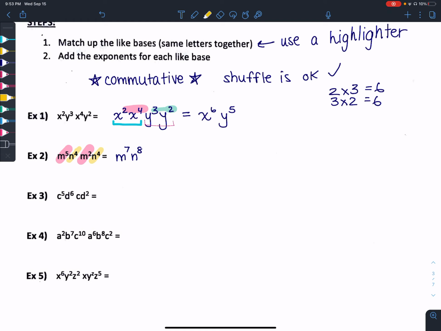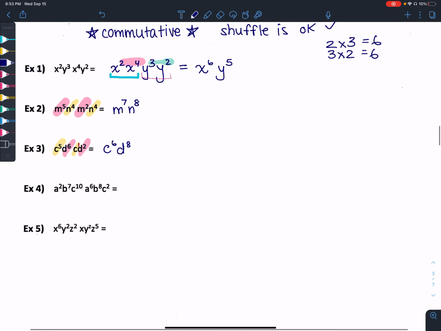Okay, now for the next one, we have our C's and we have our D's. So again, remember this C over here has an exponent of 1 that's not being written, but it is there. So when we add up the exponents on our C's, we're going to get C to the 6. And the same way for our D's, we're going to get D to the 8.